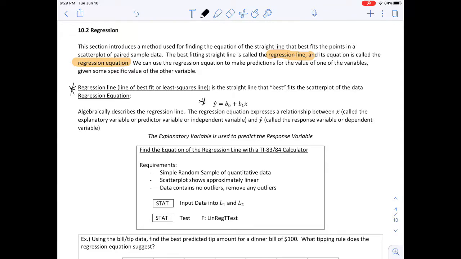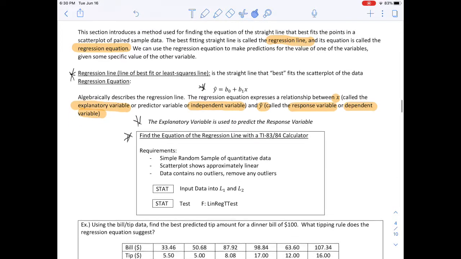The regression equation represents a relationship between x, which is called your explanatory variable, or predictor variable, or independent variable, and y hat, which is called our response variable, or our dependent variable. And then there's a little note here: the explanatory variable is used to predict the response variable. And right below that is a box that we need to give a star to.